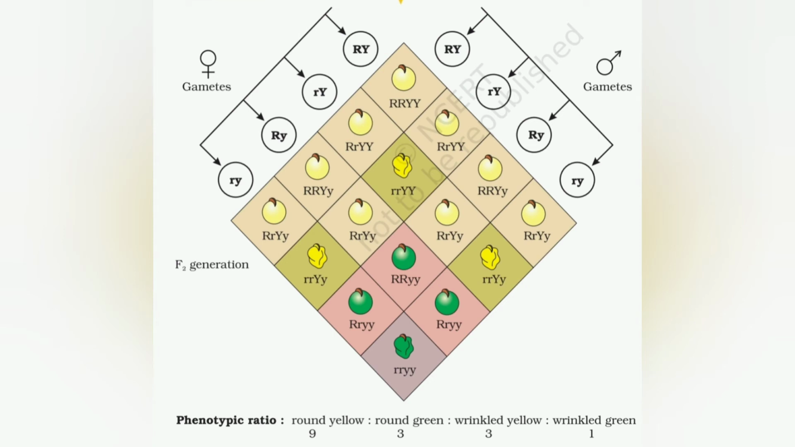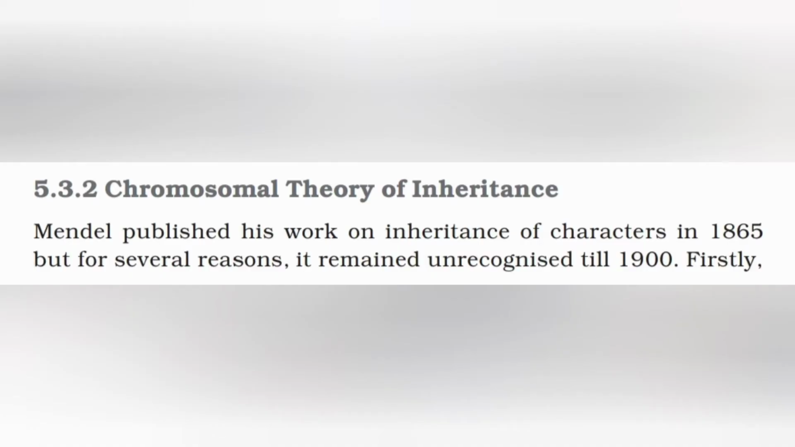Genotype. After analysis of these 16 progenies, their genotypic and phenotypic ratios can be found out. We get the phenotypic ratio to be 9:3:3:1. Next is chromosomal theory of inheritance.